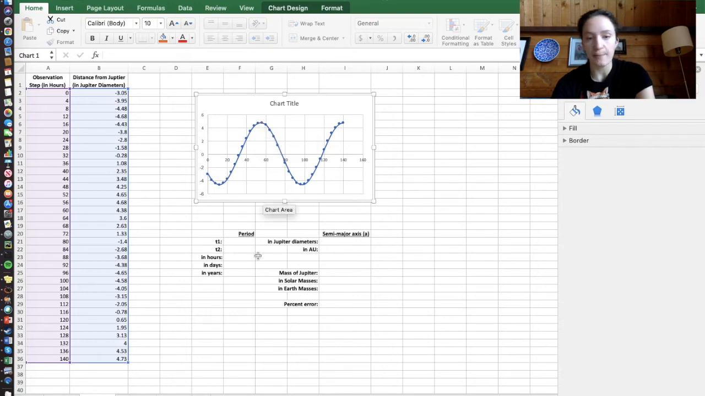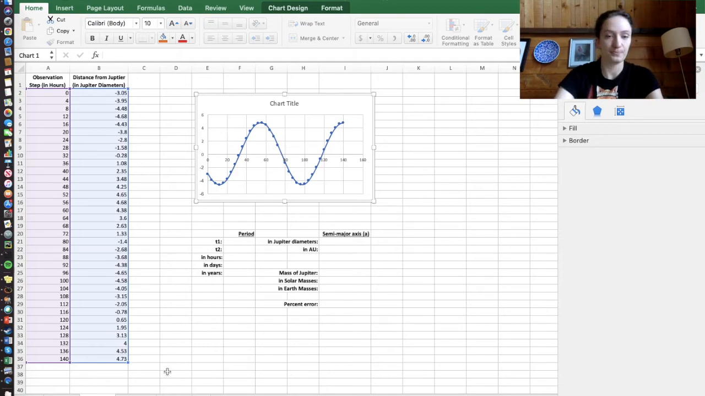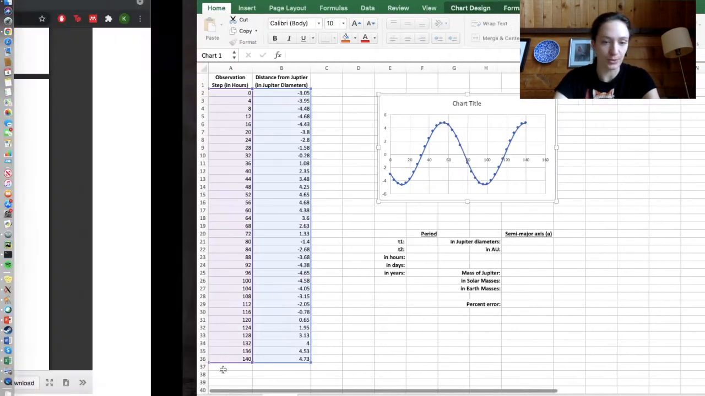So what does that mean? Which one's bigger? What does a bigger orbital distance from Jupiter mean?